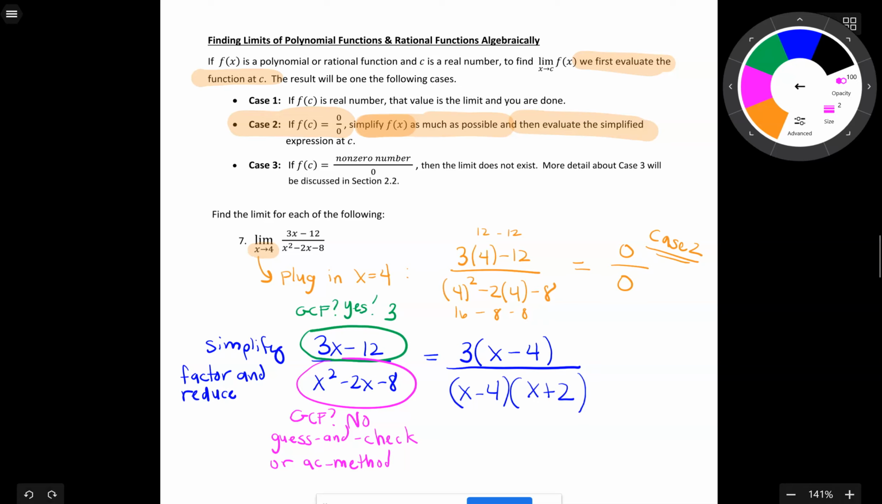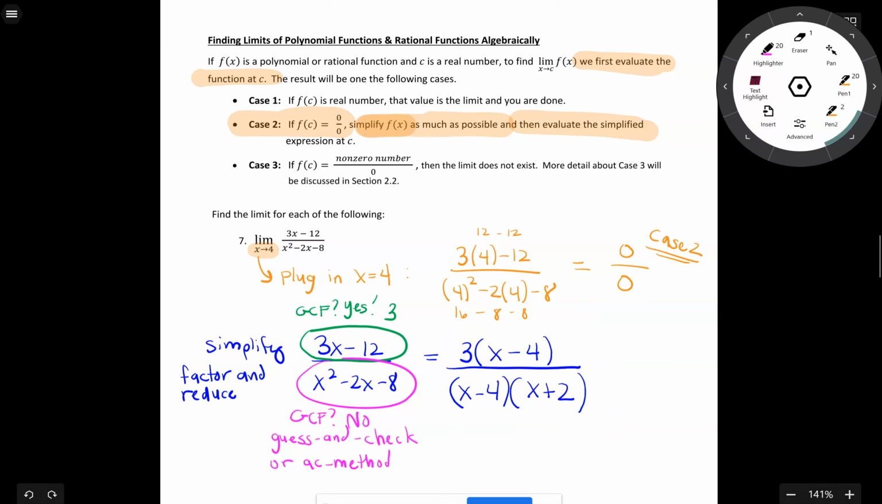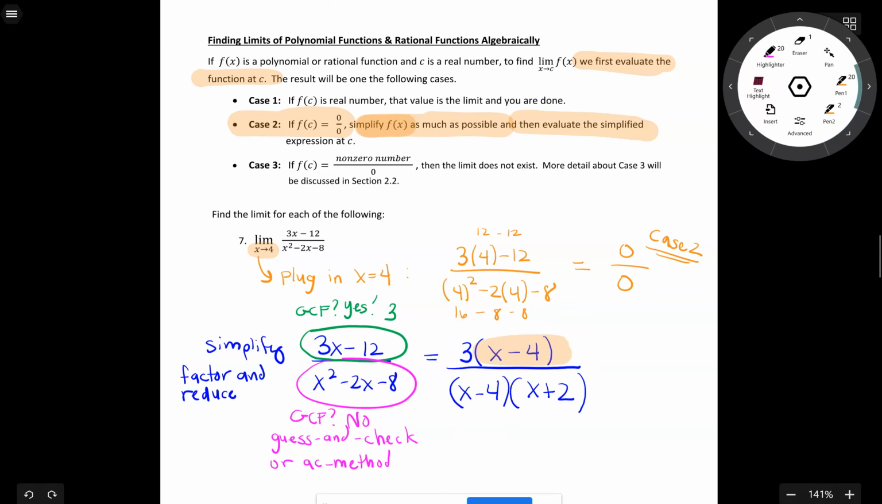This one's easier to do in our head because it has a leading coefficient of 1. But if that had been like a 4 or something, you'd probably want to do your AC method. Okay, so once we do all that, what do you notice here in the numerator and the denominator? Yeah, see how they have this binomial in common? Any non-zero number divided by itself just divides to 1. And what this is going to give me is 3 over x plus 2.